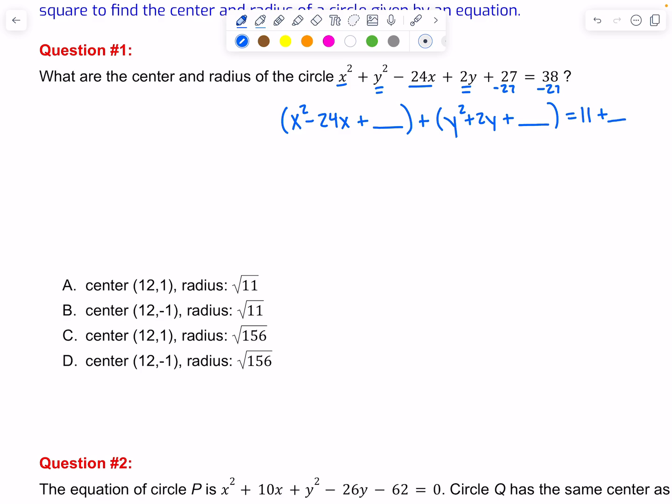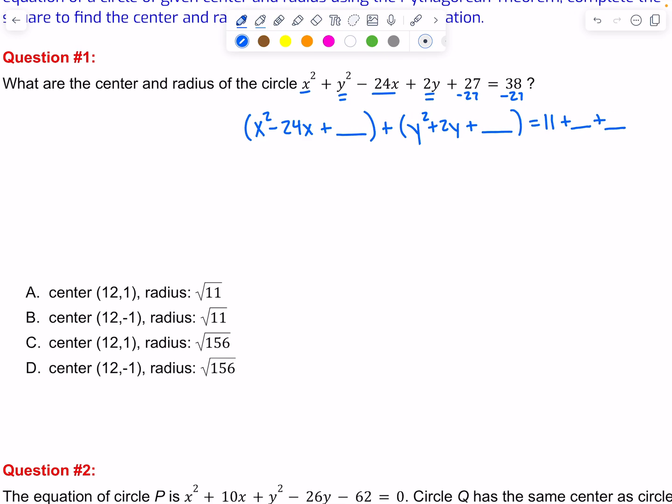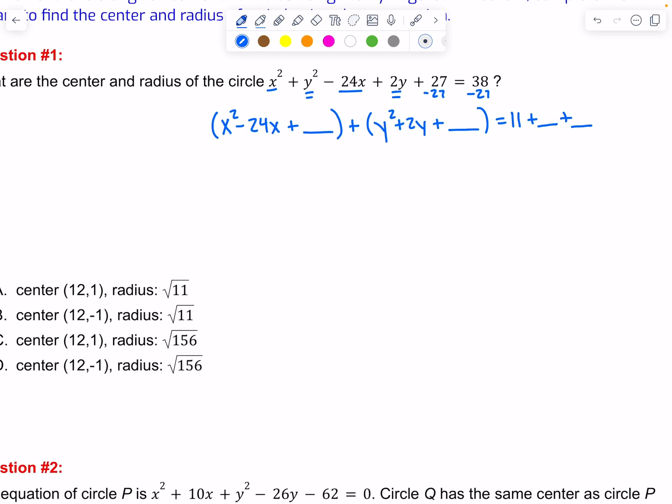Then we want to add the two numbers to the right that we're going to be adding to the left here in a minute. So you want to take half of the middle term and square it. So half of negative 24 is negative 12, but when you square negative 12, you get 144. So what you add to the left, you want to make sure to add to the right. Half of our middle term would be half of 2, which is 1. 1 squared gives us 1. So what we add to the left, we also have to add to the right.